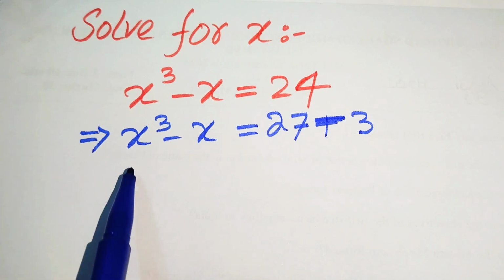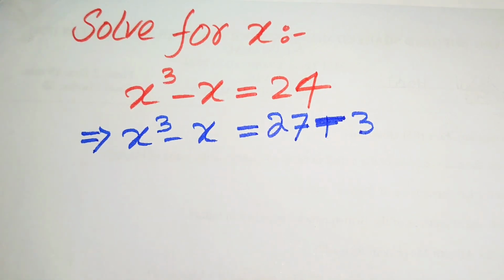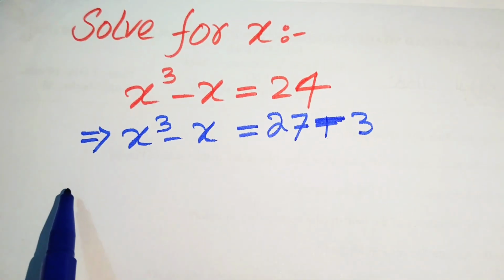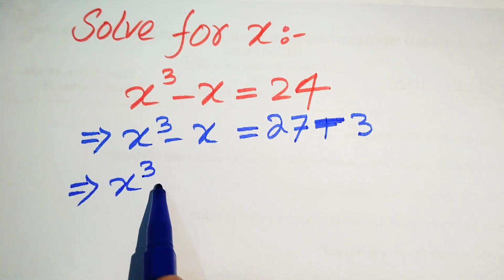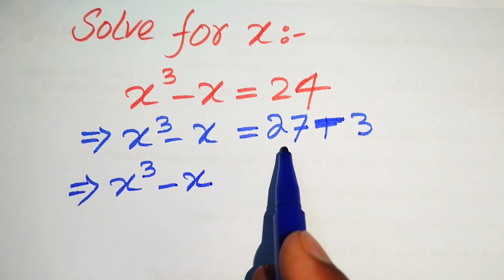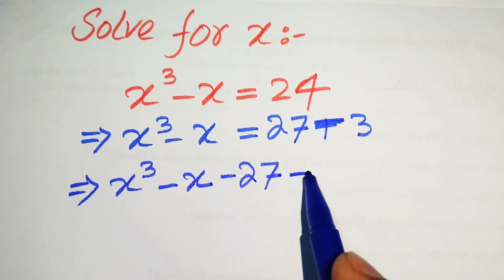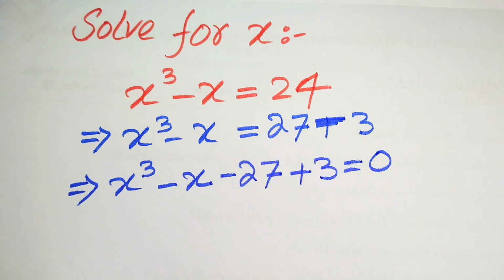So you see here the highest power of this equation is 3. It means that this equation has 3 roots. Okay, so now we need to find these 3 roots, so we move this 27 minus 3 to the left hand side and it will be written as x cubed minus x minus 27 plus 3 equals 0.